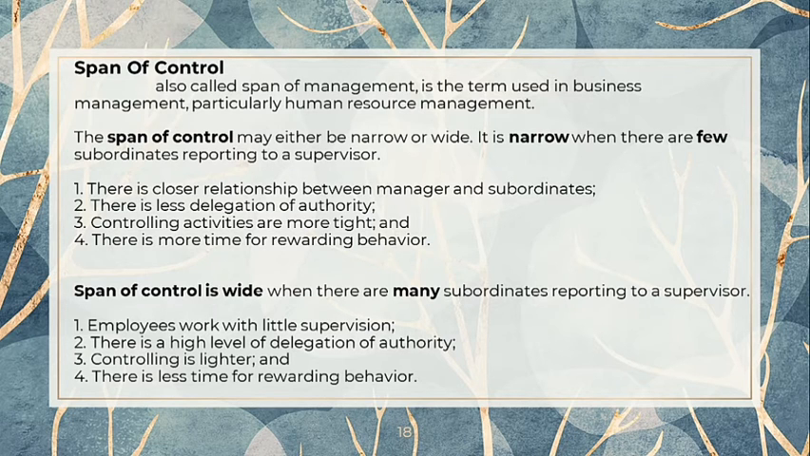Span of control is wide when there are many subordinates reporting to a supervisor. Number one is employees work with little supervision. Number two is there is a high level of delegation of authority. Number three is controlling is lighter. And number four is there is less time for rewarding behavior.